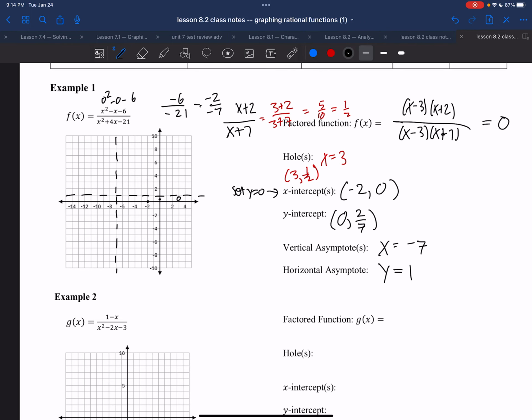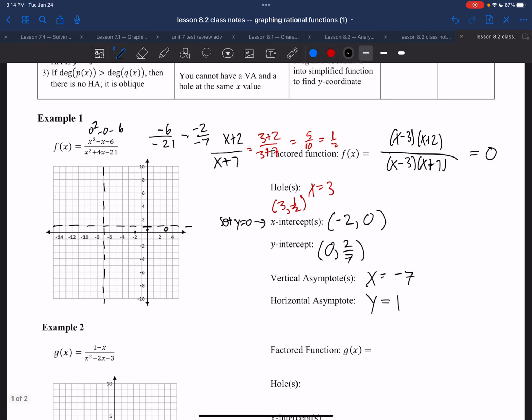Now, we've labeled all the features, which is mostly what we did in the last video. But notice I have plotted all my features on the graph. Every one of these things, I want to see on our graphs, okay? I want to make sure you got your asymptotes, you got your intercepts, and if there's any holes, make sure you label them with a nice little hole like so.